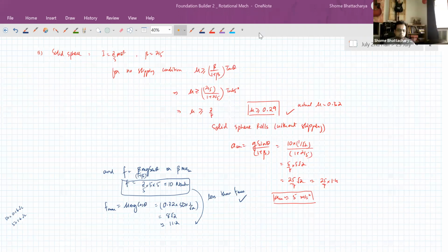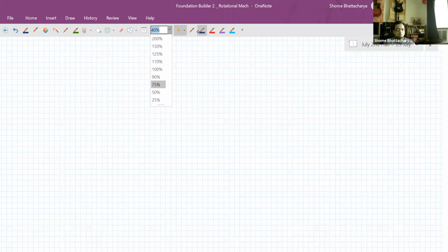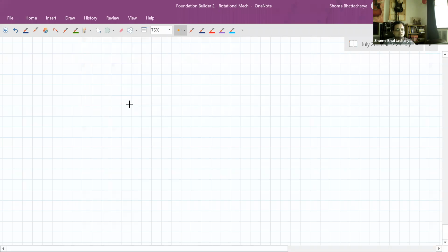So people, let's figure out this second part. Obviously, all of you must have understood that it does slip. It's not the case of no slipping. So if it slips, then we have to figure out what kind of friction acts and how to calculate the ACM and the alpha.